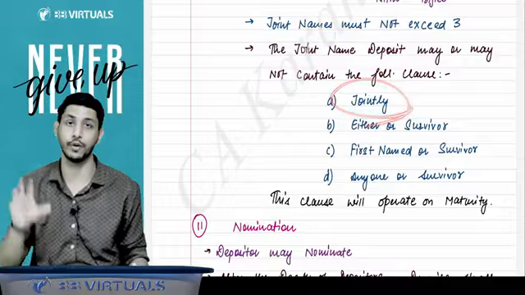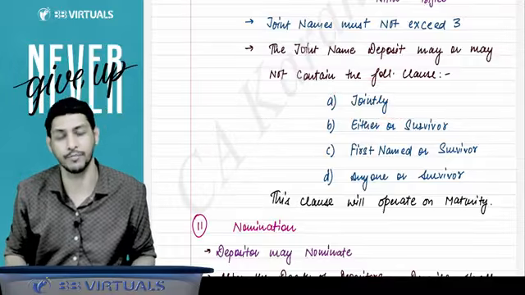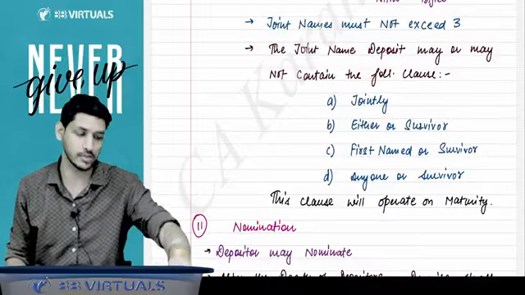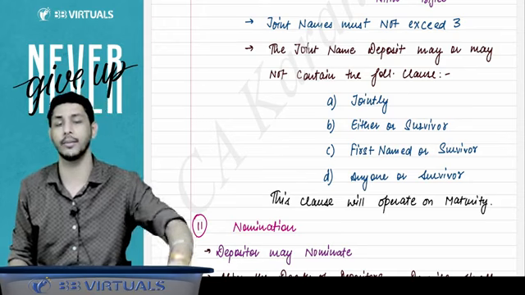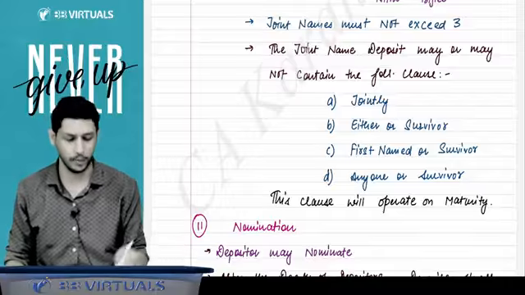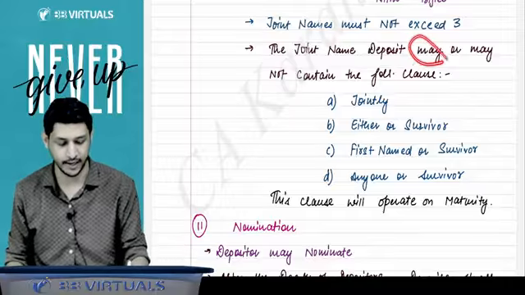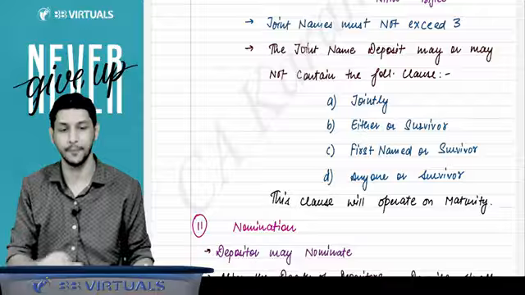In the case of jointly, if you have written jointly for maturity, then at the time of maturity all the 3 joint holders have to come, and only then can you get the amount. But that is optional; it is may, not shall, it may or may not contain.